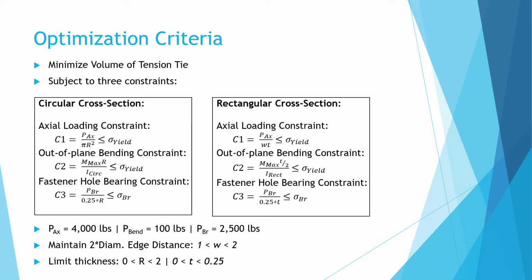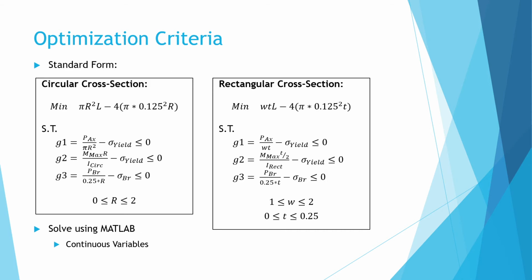I'm also constraining the width of the rectangular cross-section to maintain at least a 2 times diameter edge distance for the 1/4-inch fasteners. I'm also constraining the thickness of the tie due to the surrounding substructure. So these constraints are shown in standard format, and MATLAB will be used to solve for the optimized shapes using continuous variables.